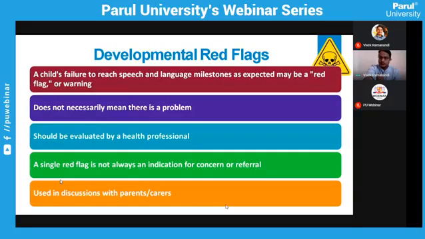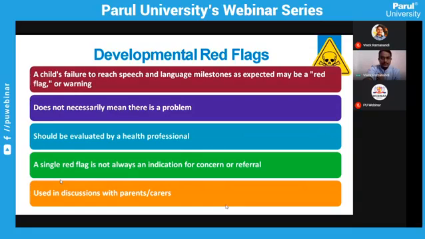It does not necessarily mean that there is a problem. We cannot say just because the child is walking fine and sitting fine, everything is fine. But if there is a delay or an issue which you notice in the speech and language milestones, it is also called a red flag, or a warning sign.